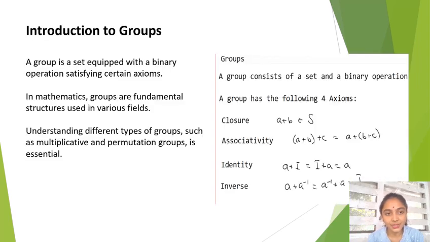Introduction to groups. A group is a set equipped with a binary operation satisfying certain axioms. In mathematics, groups are fundamental structures used in various fields. Understanding different types of groups, such as multiplicative and permutation groups, is essential. A group consists of a set and a binary operation. A group has the following axioms: closure, associativity, identity.